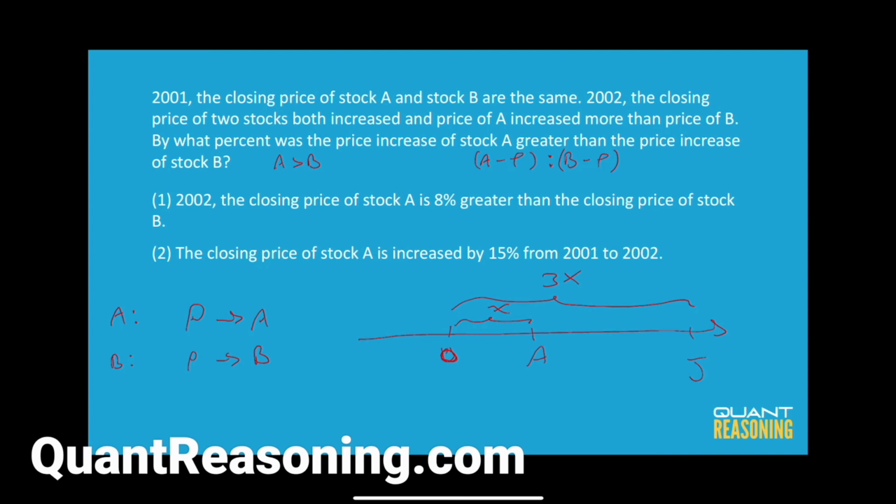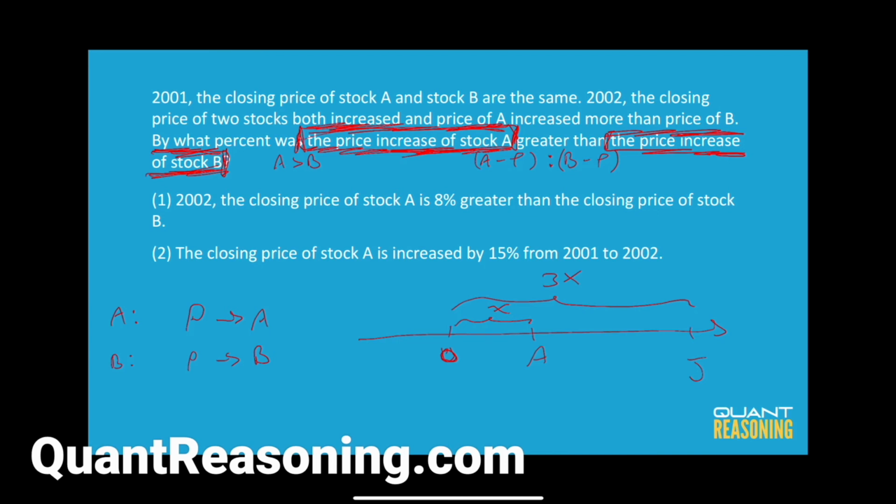So this is why I say that knowing the ratio of A to B does not allow me to infer the ratio of A minus P to B minus P. And what this question is requiring us to find is the ratio of A minus P to B minus P. This part is A minus P, and this part is B minus P. Well, when they say the price increase of stock A, they're talking about an actual dollar amount increase. They're not talking about a percent increase. If they meant percent increase, they would have said it.